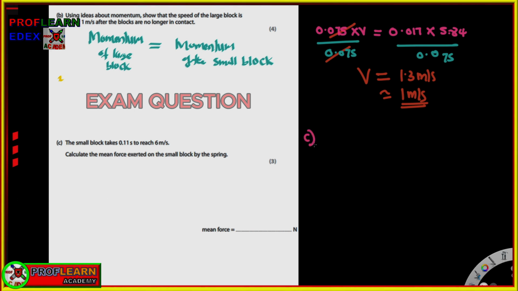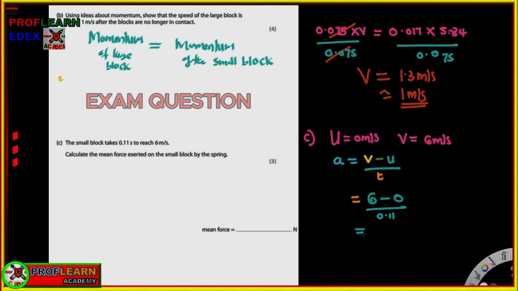Remember, for part C, the initial velocity of the small block was 0 meters per second. Then the final velocity becomes 6 meters per second at that point. So acceleration is given by the formula final velocity minus initial velocity, and our initial velocity we know was 0 meters per second, divided by the time taken, and our time is provided. So our acceleration will be 6 minus 0 divided by 0.11. If we work it out, our answer becomes 54.5 meters per second squared.